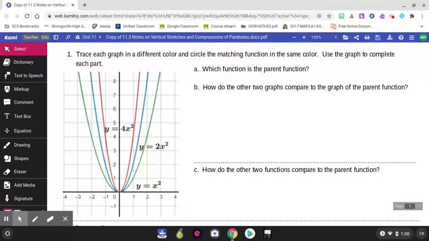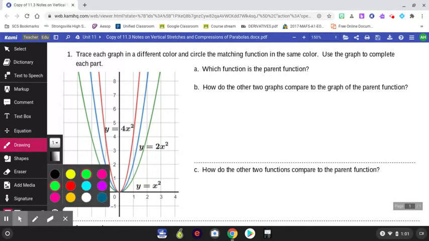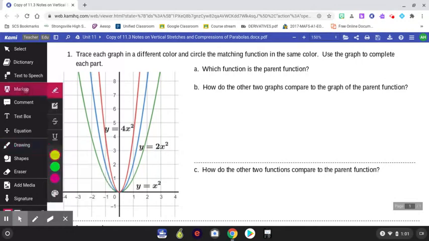Problem one says trace each graph in a different color and circle the matching function in the same color. Use the graph to complete each part. My graph is already done in different colors. The reason I want you to do the three different colors and highlight the function that goes with it is so that we're all on the same page as far as which function goes with which graph. As you can see, these graphs are really close together, and when we created this picture, we did our best to make sure that the y equals function matches up with the appropriate graph.